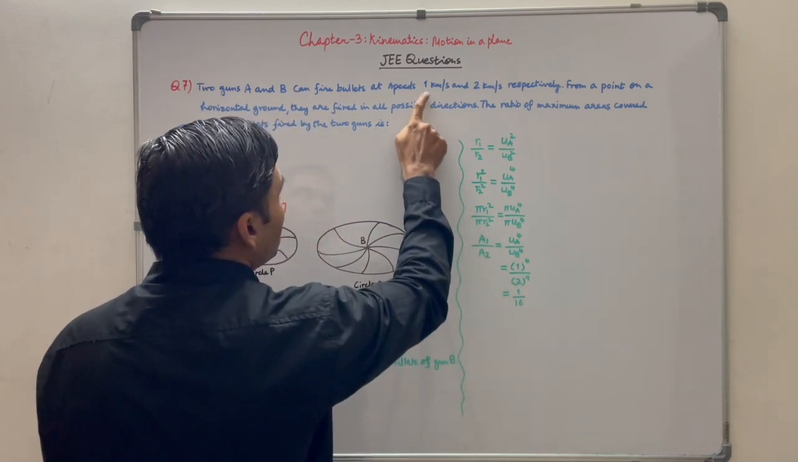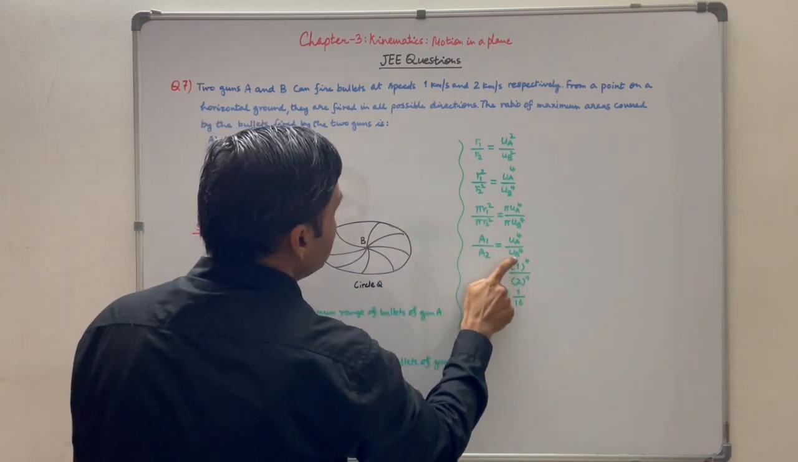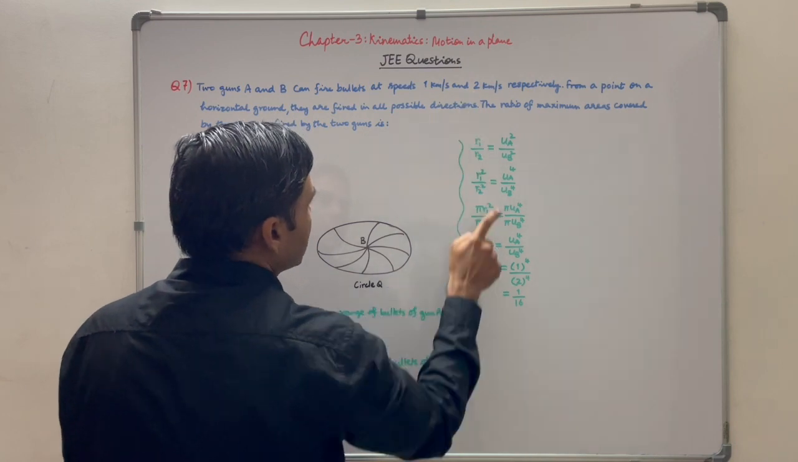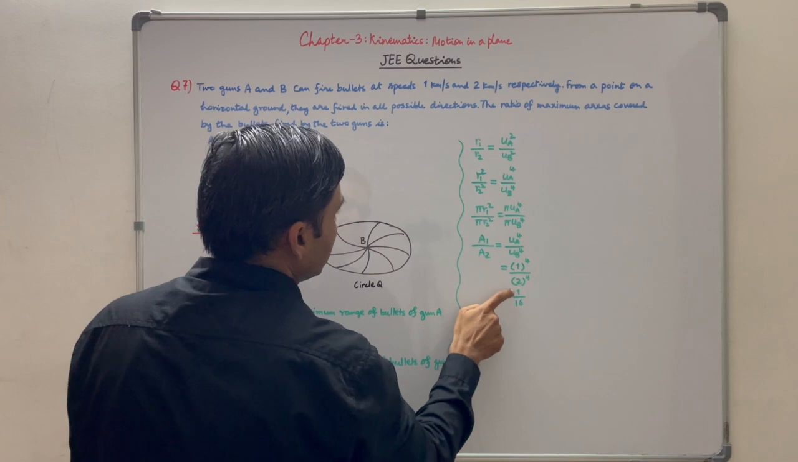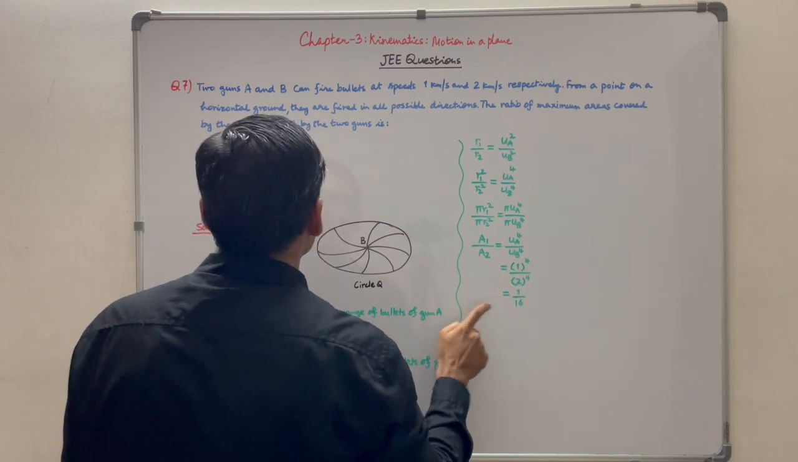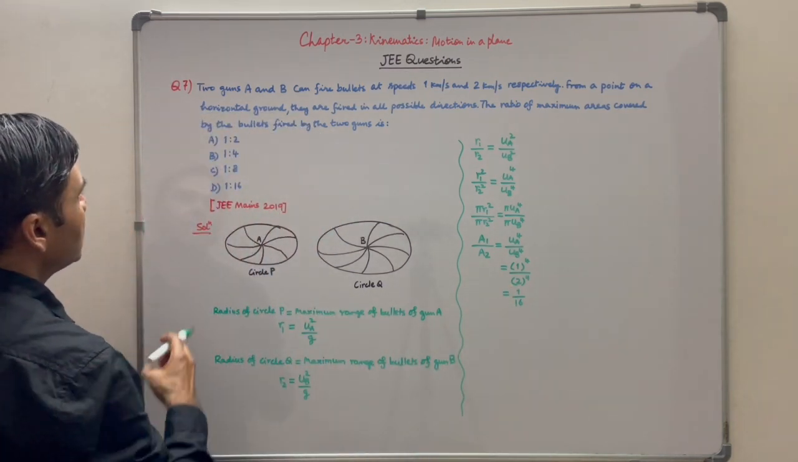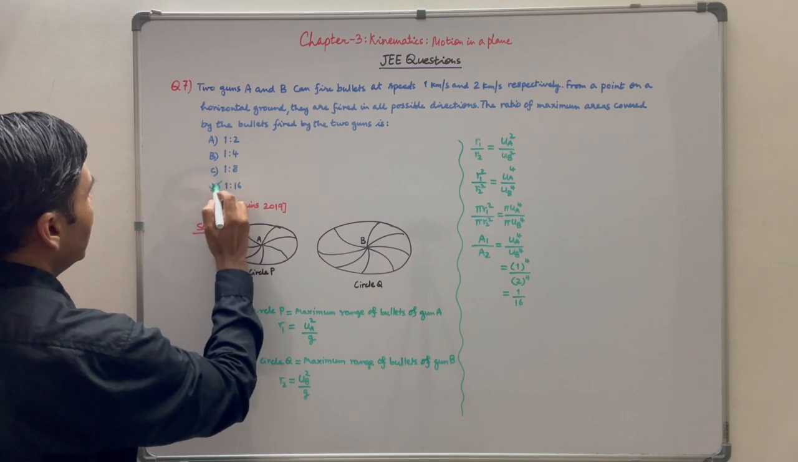UA is given as 1 km per second and UB is given as 2 km per second. So it will be 1 to power 4 upon 2 to power 4. That is 1 is to 16. So the correct option is option D.